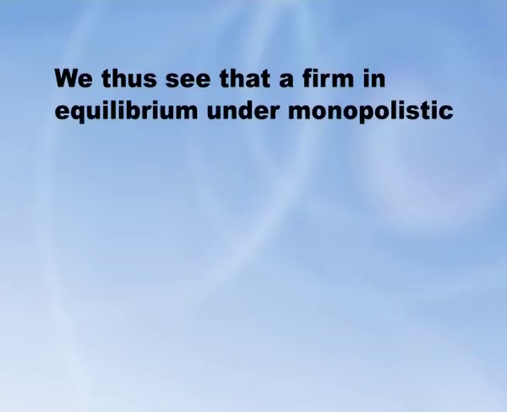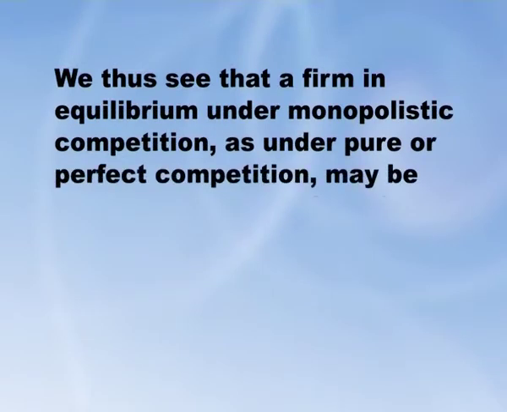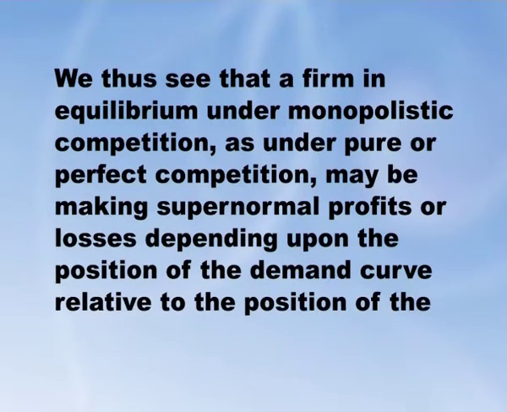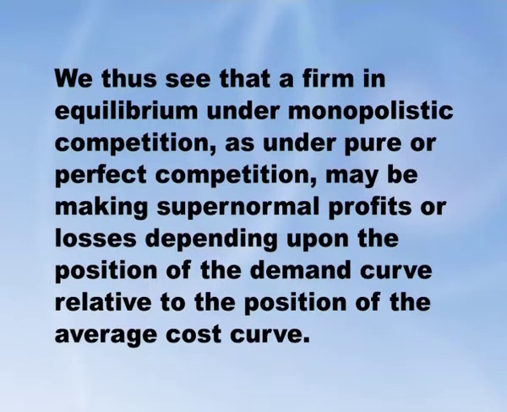In such an unfavorable situation, there is no alternative for the firm except to make the best of the bad bargain and try to minimize the losses. We thus see that a firm in equilibrium under monopolistic competition, as under pure or perfect competition, may be making supernormal profits or a loss depending upon the position of the demand curve relative to the position of the average cost curve. Further, a firm may be making only normal profits even in the short run if the demand curve, that is AR curve, happens to be tangent to the average cost curve.